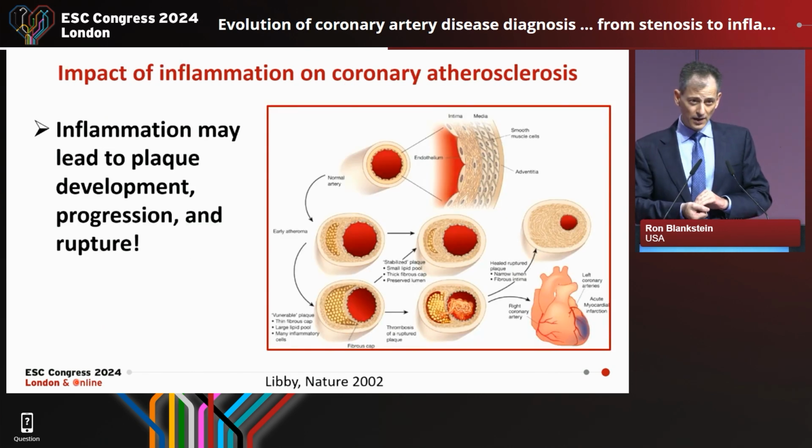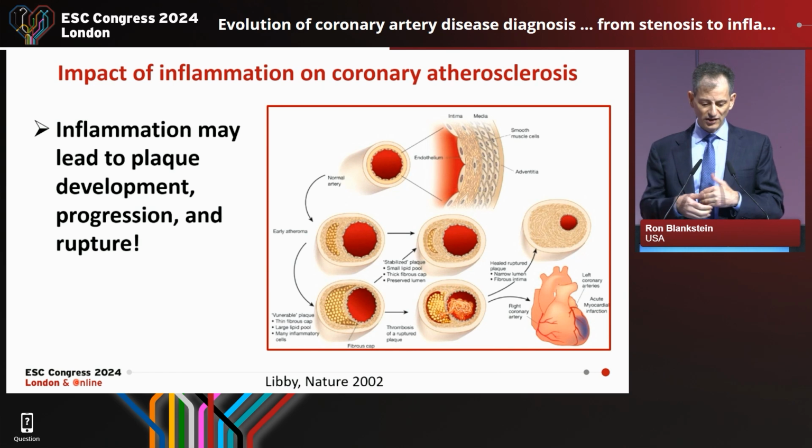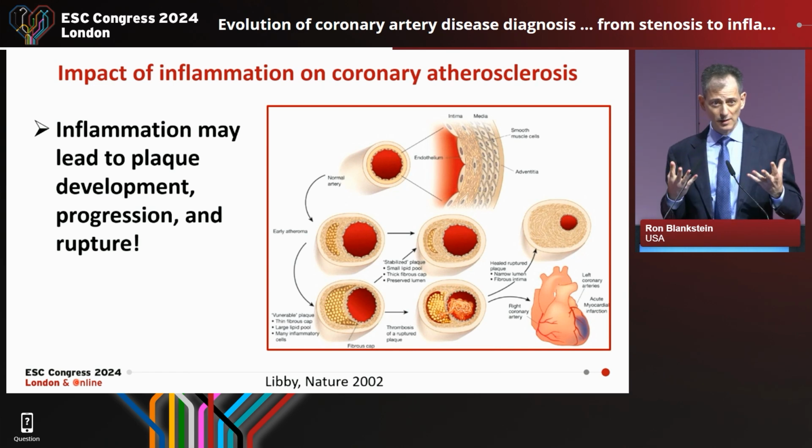We do know that when patients have plaque, that plaque starts in the endothelium, it develops in the endothelium, and it can progress over time.